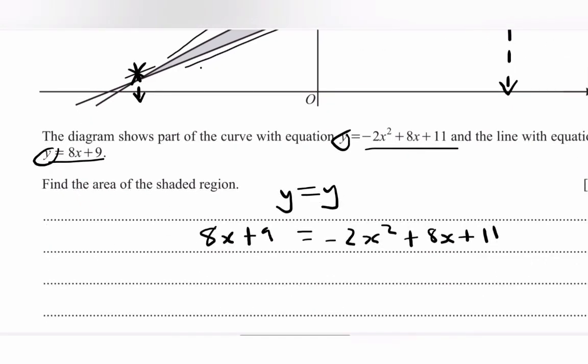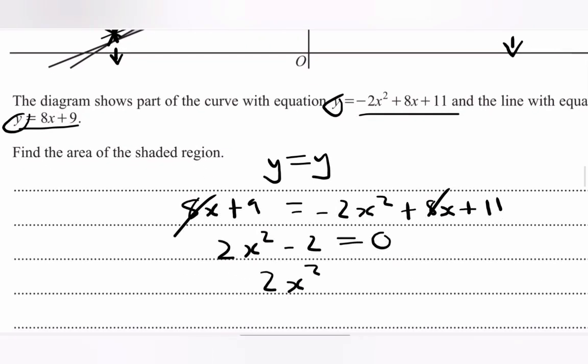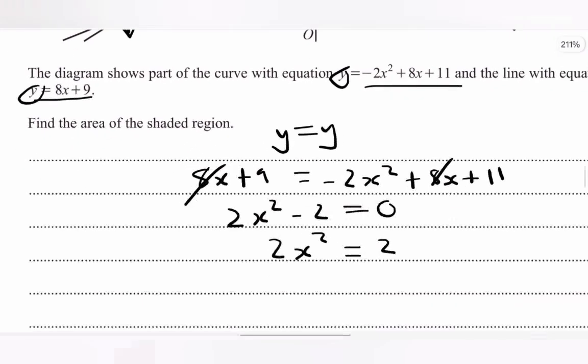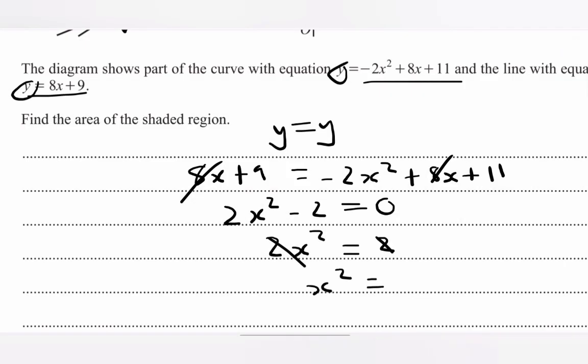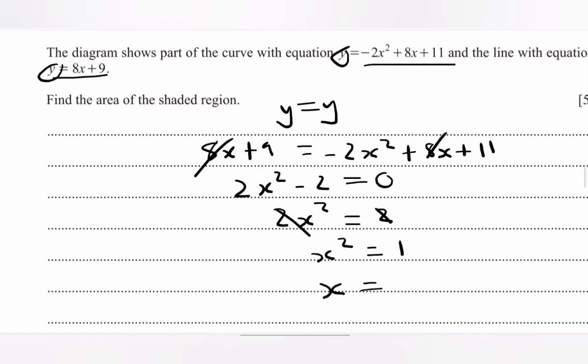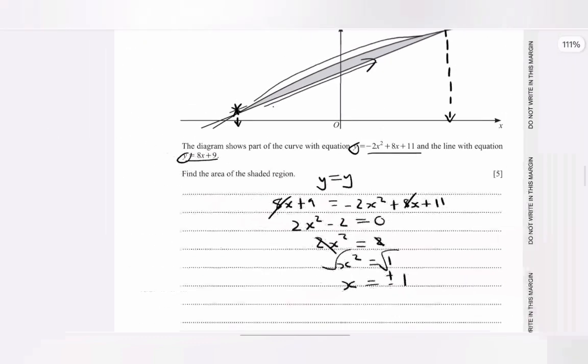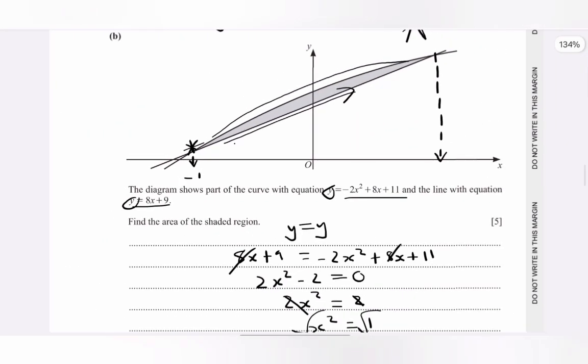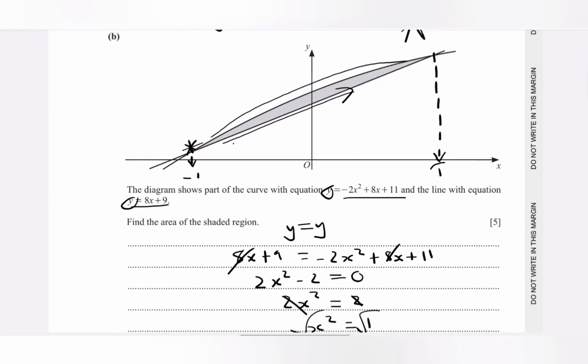So we can take everything to the left hand side to get 2x squared. Then these will cancel out. 9 minus 11 will be minus 2, and that will give us 0. And 2x squared will be equal to 2, giving us x squared to be equal to 1 and x to be the square root of that, which is plus or minus 1, meaning this will be minus 1 and this will be 1. So those are the limits that we're going to be using.